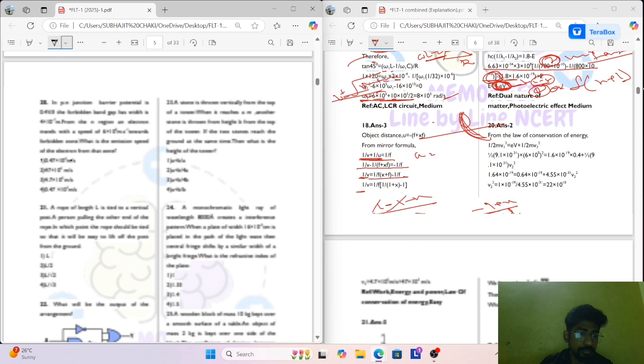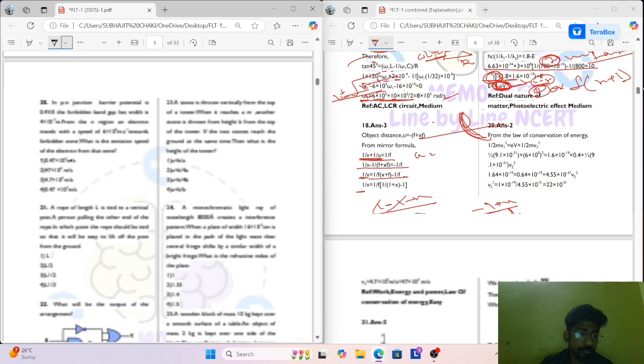In a PN junction, the barrier potential is 0.4 volt. The forbidden band gap is 10 to the power something, which means the displacement or the distance between two bands. From the n region, an electron travels with a given speed towards the forbidden zone. What is the emission speed of the electron at that zone?